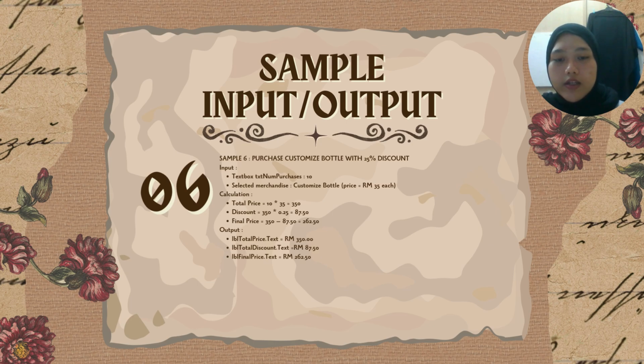The output will be in the total price label, total discount label, and also final price label. The total price will be equal to 350. The total discount will be 87.50 ringgit, and the final price will be 262 ringgit and 50 cents.